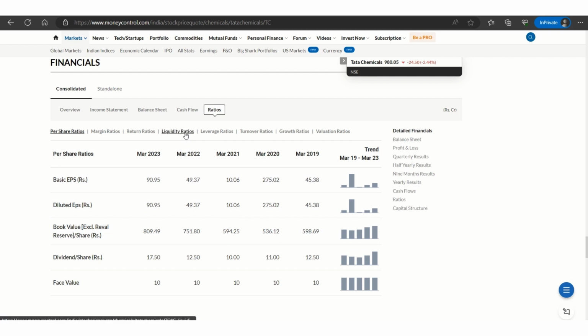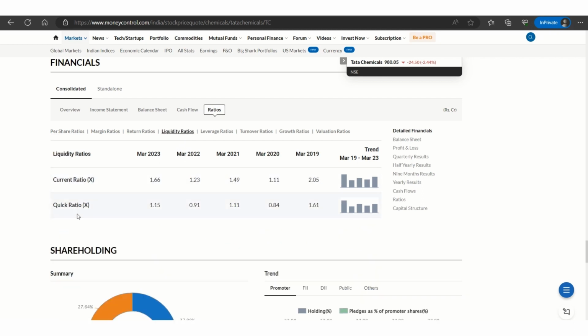And if you go to the liquidity ratios, you will have your current and quick ratios over the years. With the current ratio, you can understand whether the company is increasing its debt or not. Same for the quick ratio, and you have even your leverage ratios here. By looking at the historical data, you can understand how the company is strategizing over the years. Okay, so this becomes important.